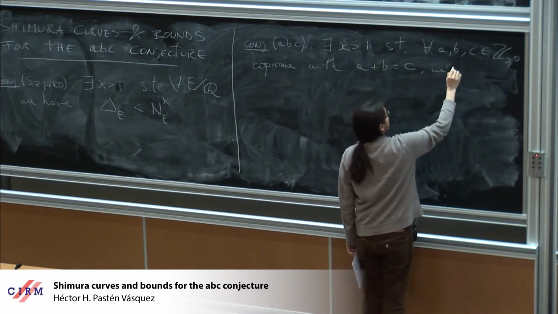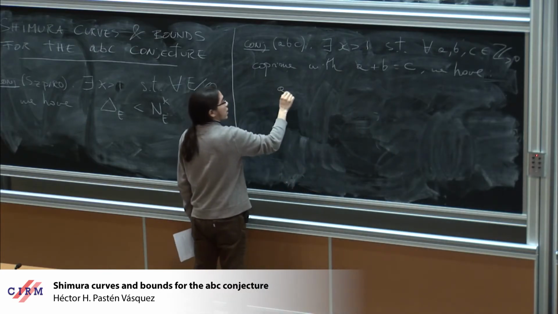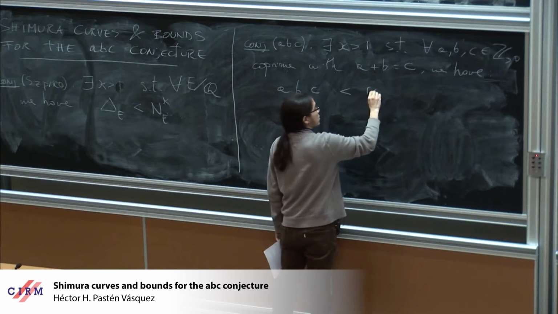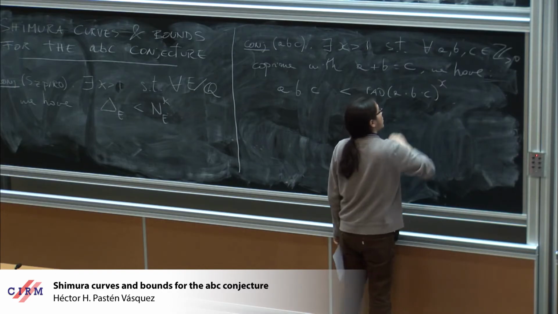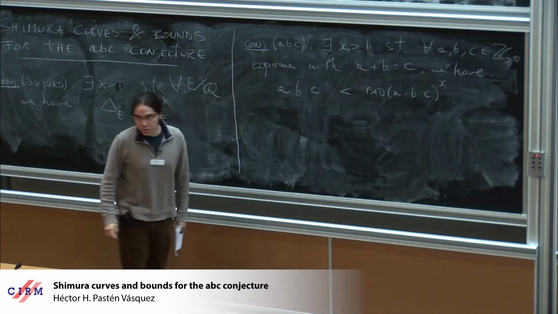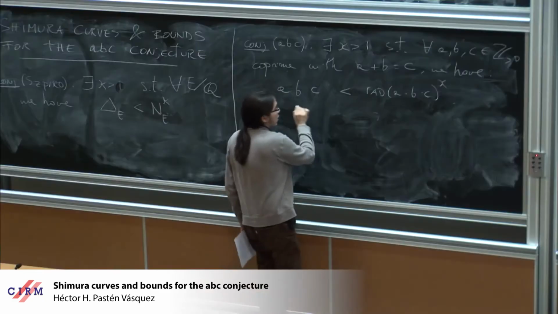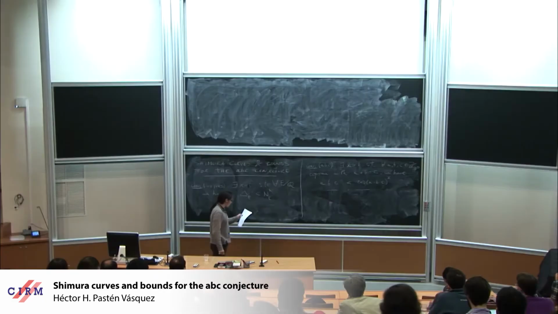We have that A times B times C is less than the radical of A times B times C to the power kappa, where the radical of an integer is just the product of the different primes dividing the integer without repetitions, okay? Good. Now this is of course open, and we don't know very much about this.